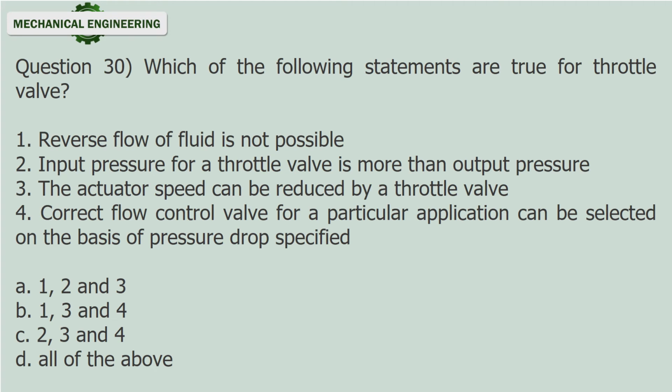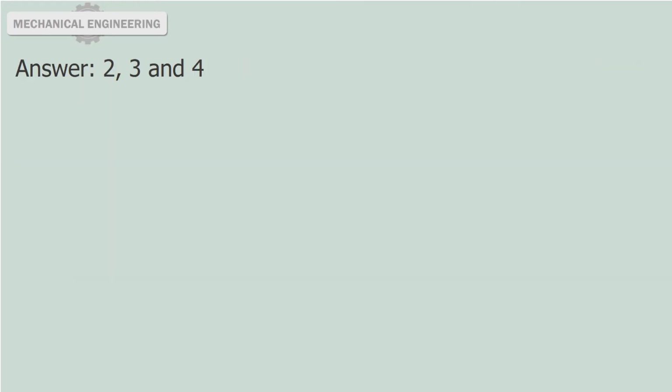Question 30. Which of the following statements are true for throttle valve? 1. Reverse flow of fluid is not possible. 2. Input pressure for a throttle valve is more than output pressure. 3. The actuator speed can be reduced by a throttle valve. 4. Correct flow control valve for a particular application can be selected on the basis of pressure drop specified. A. 1, 2 and 3. B. 1, 3 and 4. C. 2, 3 and 4. D. All of the above. Answer: 2, 3 and 4.